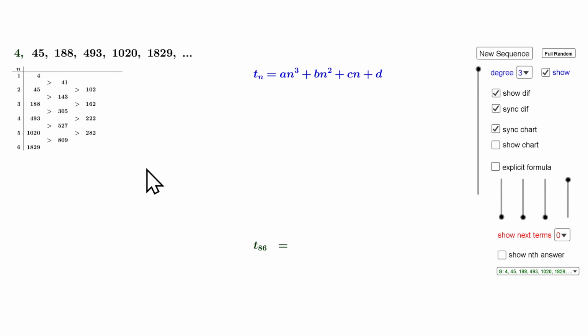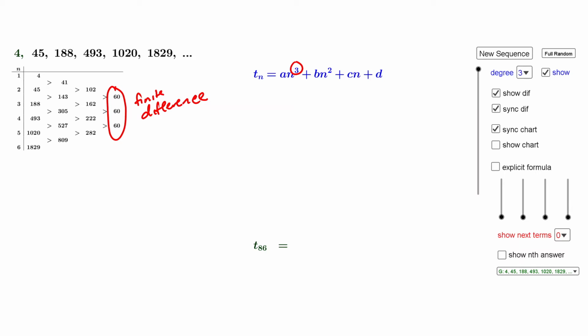We move on to level 3, a third degree. I've got a 60, 60, 60. This is my finite difference. Because it took 3 levels to get where I need to go, I'm going to need a third degree polynomial to create the sequence.